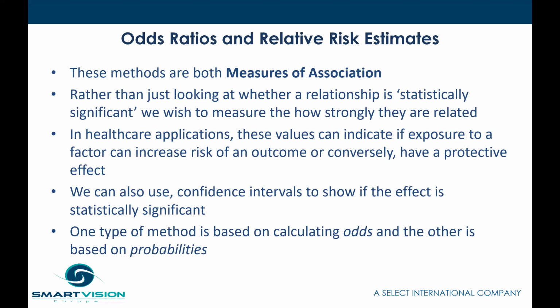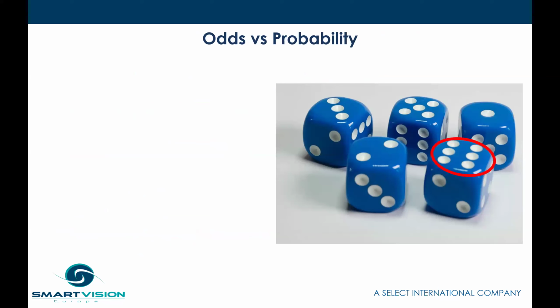One method, as you might guess, is based on odds, because it's odds ratios, but the other one's based on probabilities. That's the relative risk estimate. Before we get into that, we need to talk about odds versus probability, because these are often confused and they're slightly different, and the interpretation is slightly different.